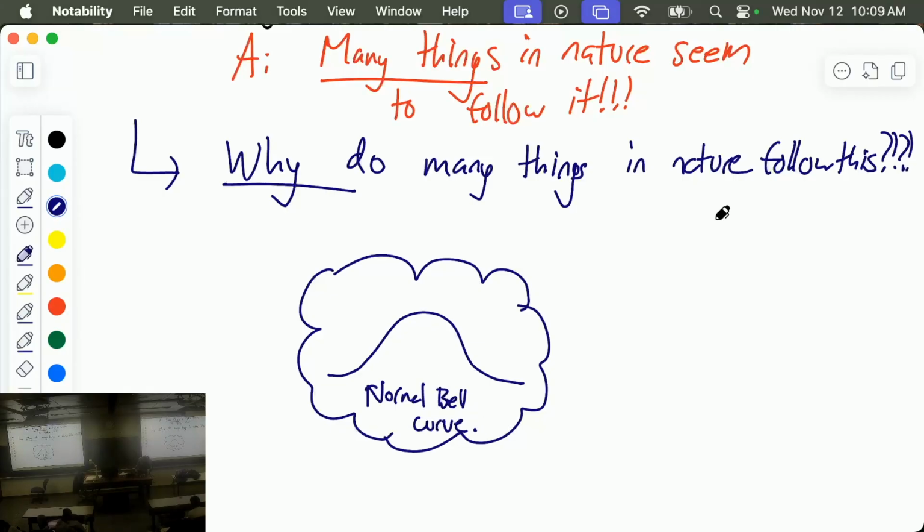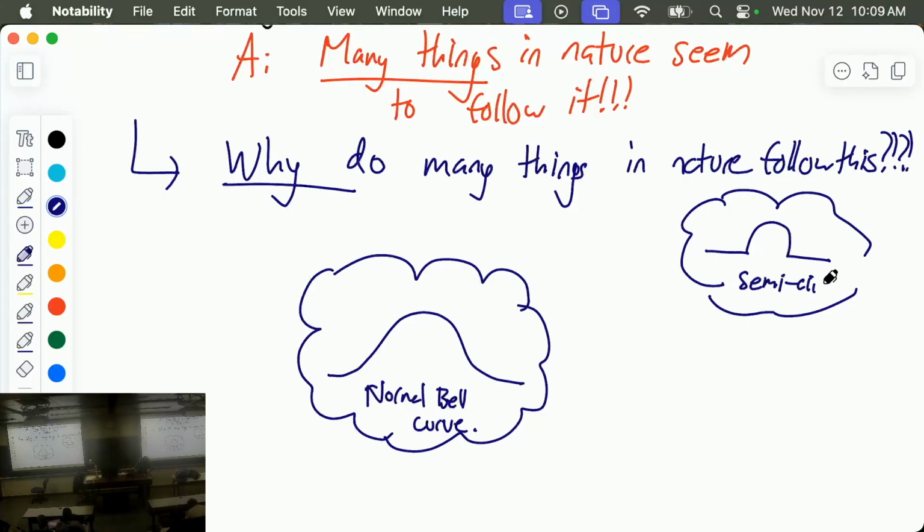Let's also draw the semicircle law over here. This is the semicircle law, which is a different distribution, just so I can contrast them. There is a reason that many things in nature, as the systems get larger and larger, get closer and closer to the bell curve.